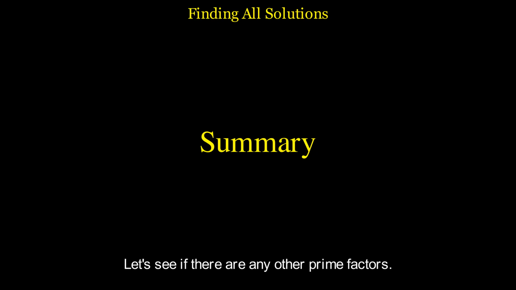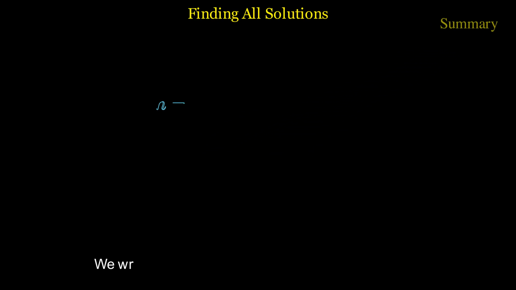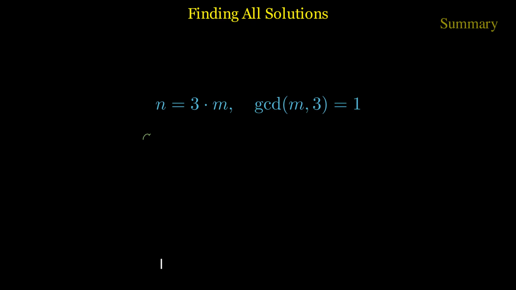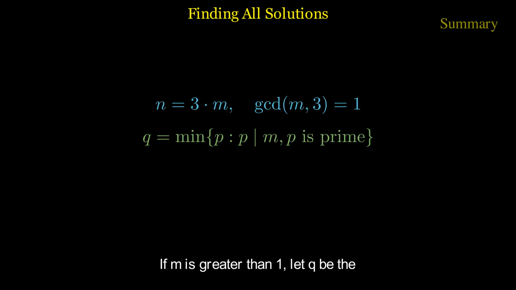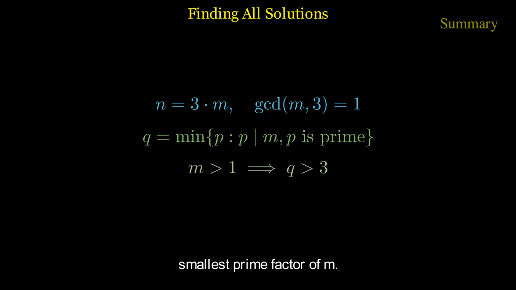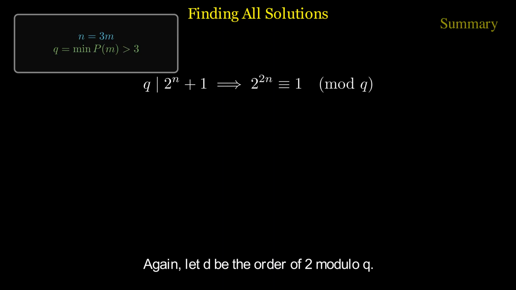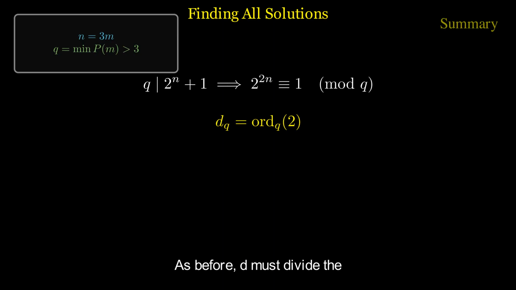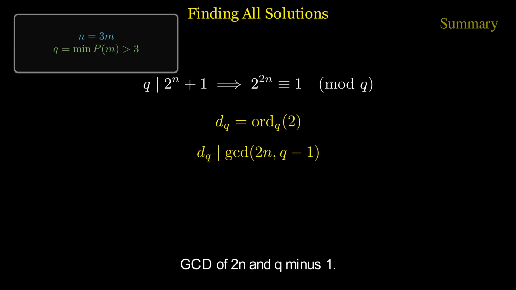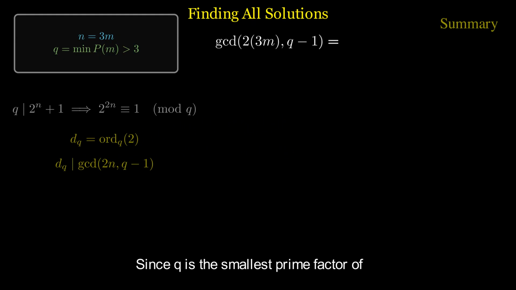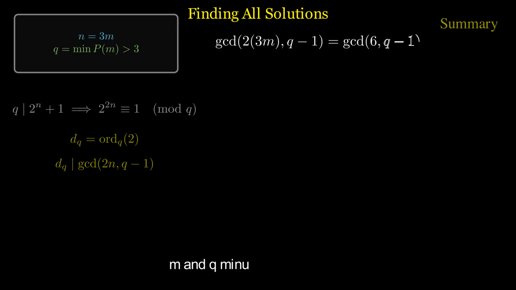Let's see if there are any other prime factors. We write n as 3 times m, where m is not divisible by 3. If m is greater than 1, let q be the smallest prime factor of m. Again, let d be the order of 2 modulo q. As before, d must divide the GCD of 2n and q minus 1. Since q is the smallest prime factor of m, q and q minus 1 are coprime.